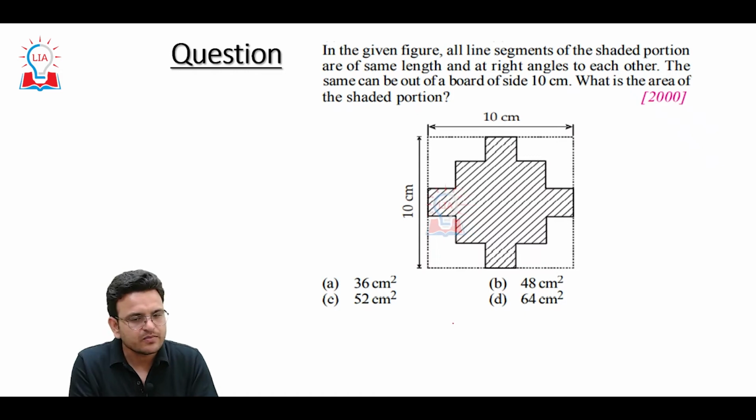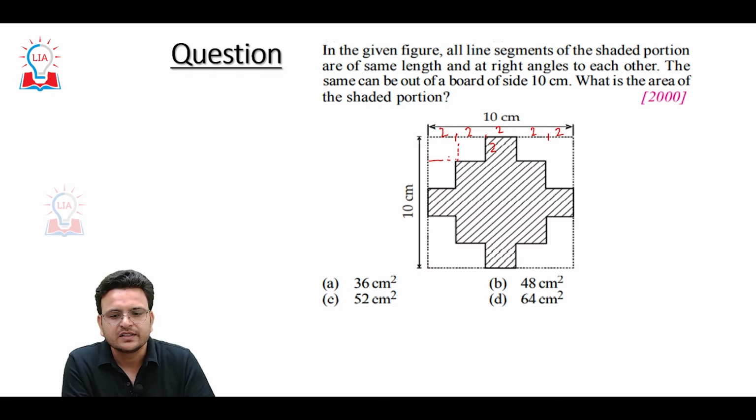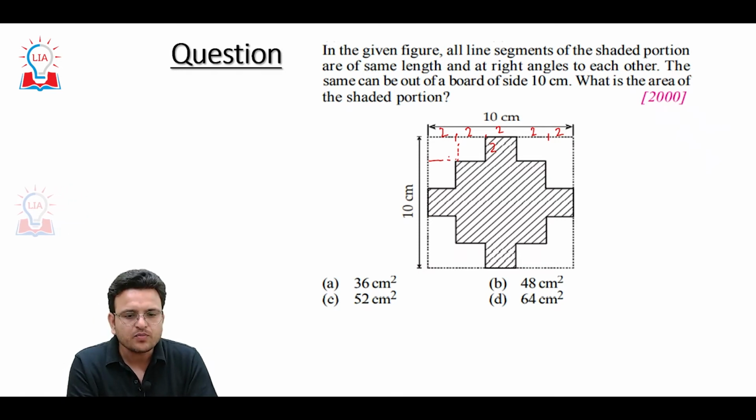Now see one more question. In the given figure, all line segments of the shaded portions are of same length and at right angle to each other. So this is 10. So it means this is 2, 2, 2, 2, 2. This is also 2. So we have this 1 square, we have this 1 square. So what is the area of shaded portion?